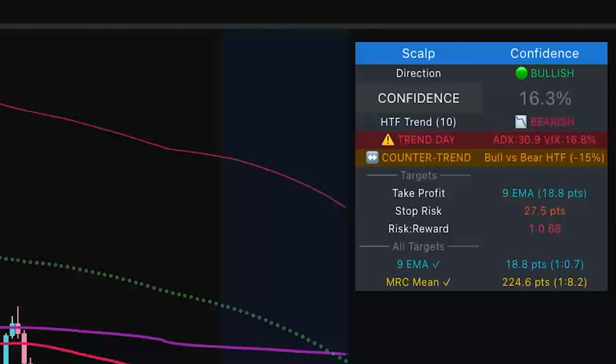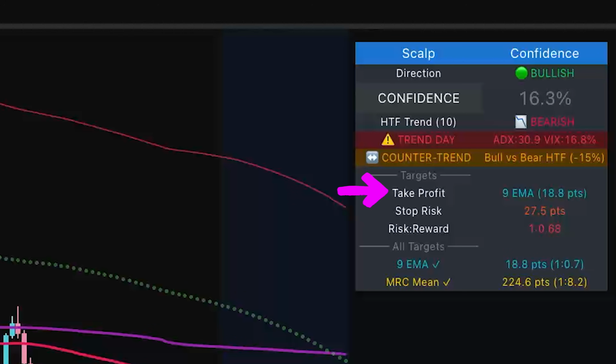triggers less. In addition, there's also an EMA stall penalty automatically applied to the confidence score whenever price is just chopping at the 9 EMA. This usually implies that price action has already done the move. Next up on the dashboard are price target recommendations for the scalp trade.